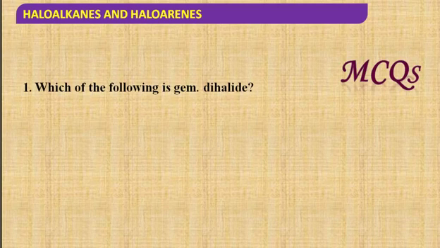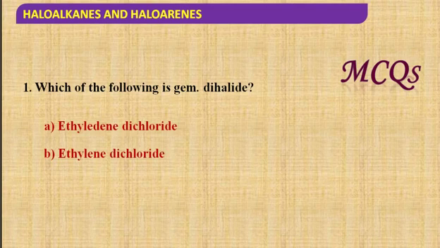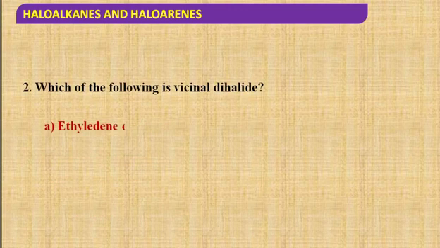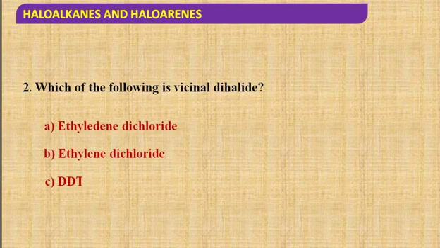Now we will discuss some multiple choice questions. Which of the following is a geminal dihalide? A. Ethylidene dichloride, B. ethylene dichloride, C. ethyl chloride, D. isopropyl chloride. So the answer is ethylidene dichloride. Which of the following is a vicinal dihalide? Ethylidene dichloride, ethylene dichloride, DDT, isobutyl chloride. We have seen it is ethylene dichloride.